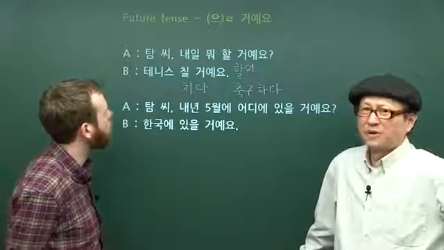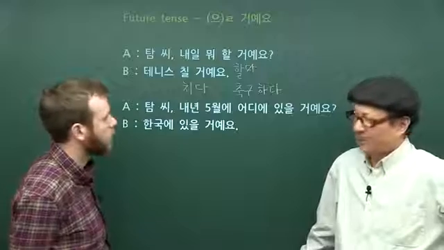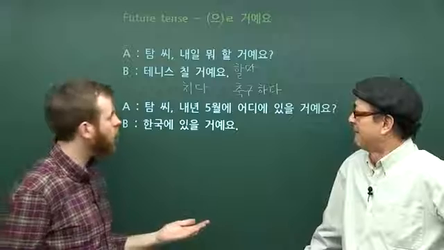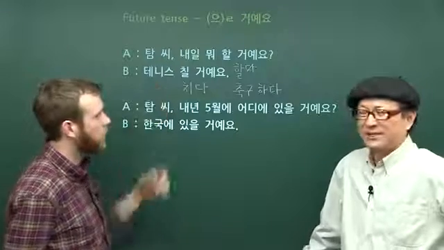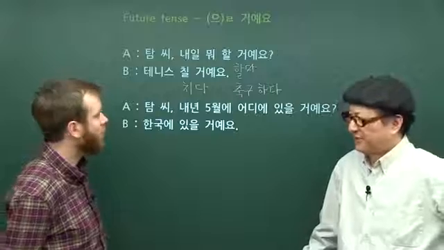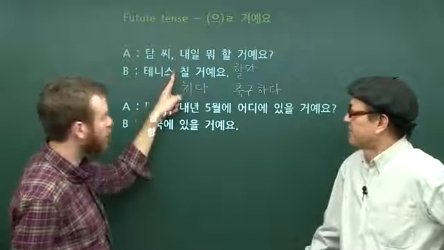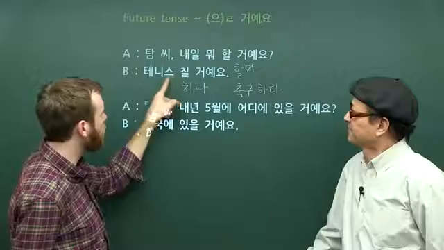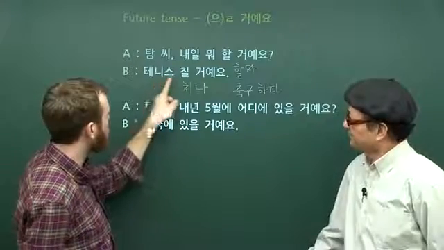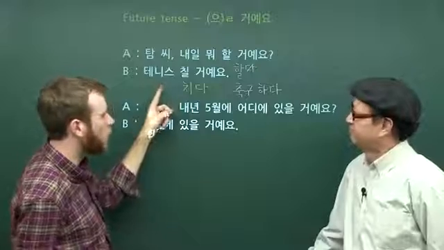탐씨 내일 뭐 할 거예요? 테니스 칠 거예요. So the question is, Tom, what are you doing tomorrow? The answer is 테니스 칠 거예요, or 테니스를 칠 거예요. We can use the object marker here because 테니스 ends in a vowel, so we would say 를. 테니스 칠 거예요 or 테니스를 칠 거예요.